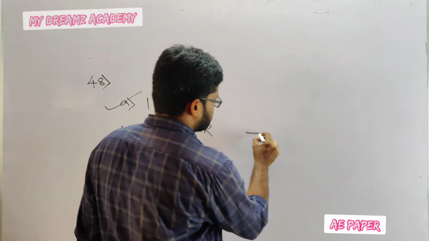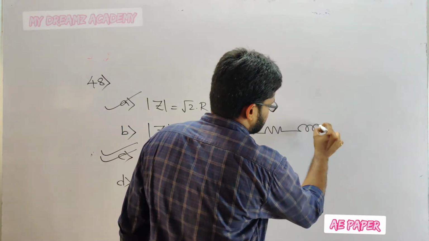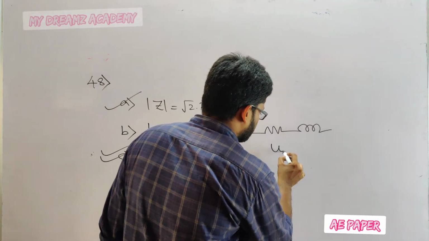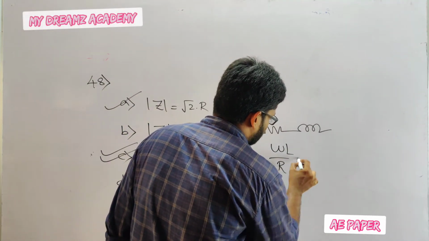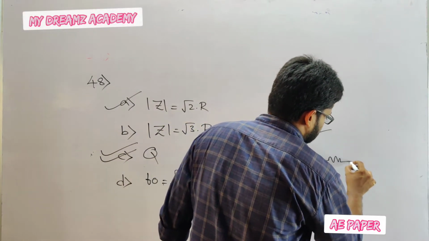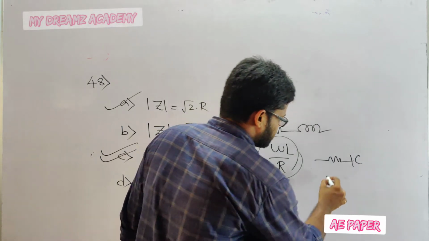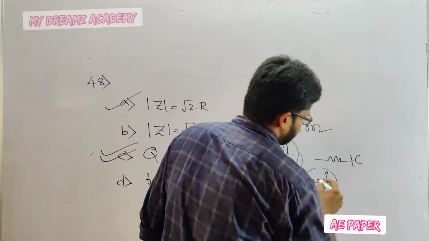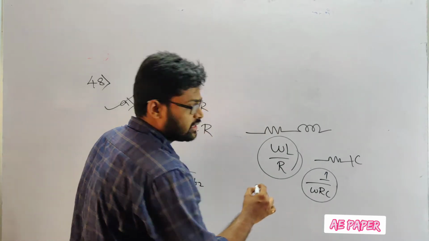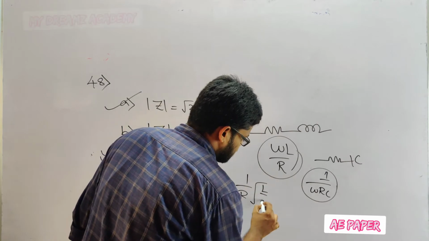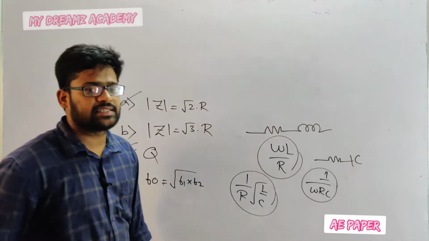The sharpness factor is nothing but the quality factor of the inductor. If it is a series RLC circuit, how can we calculate the quality factor? That is omega L by R. Similarly, for a series RC circuit, the quality factor is 1 by omega RC. Similarly, what is the quality factor for a series RLC circuit? That is 1 by R under root of L by C. This is the quality factor for a series RLC circuit.